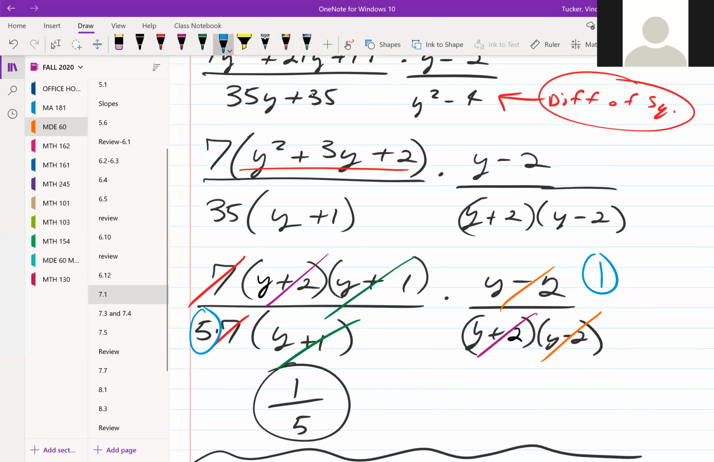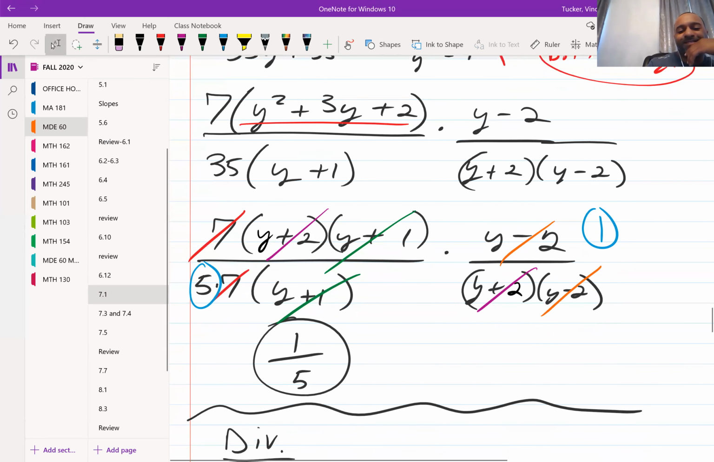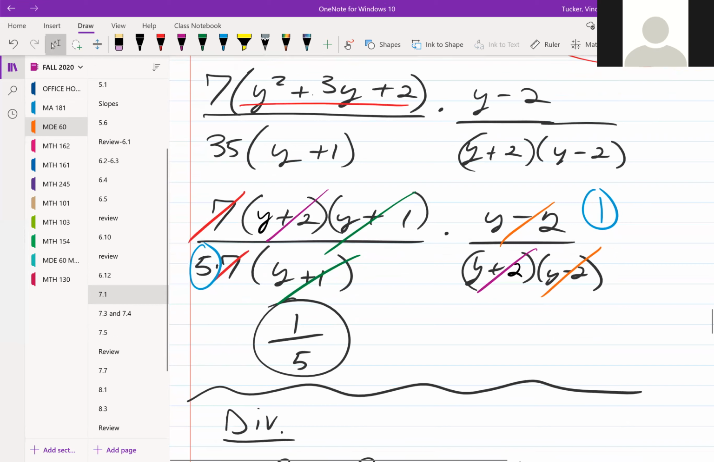I'm getting the hang of it. Gotta write real neat, and I write real sloppy.